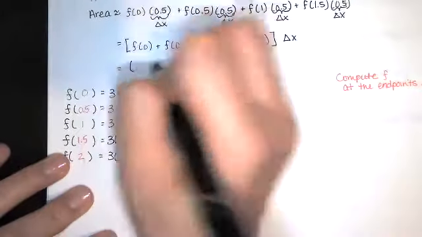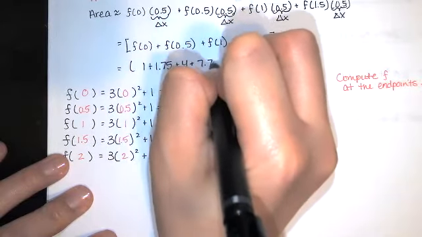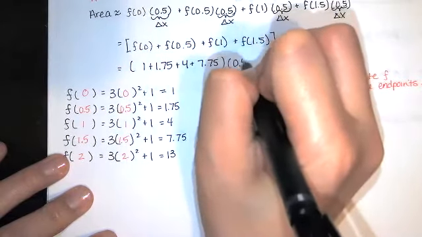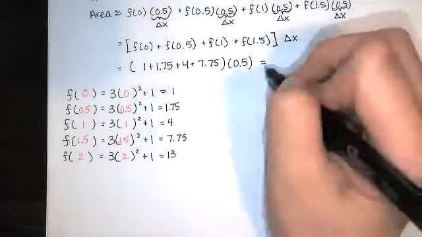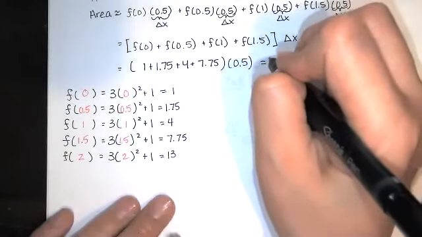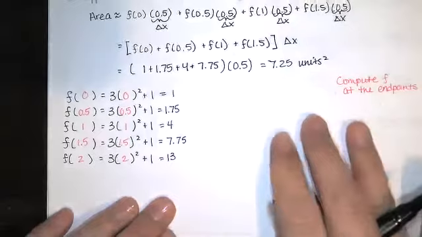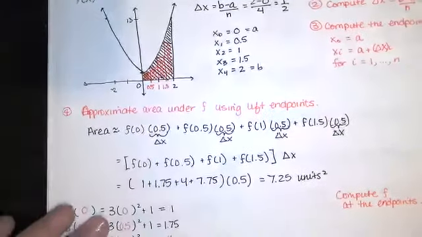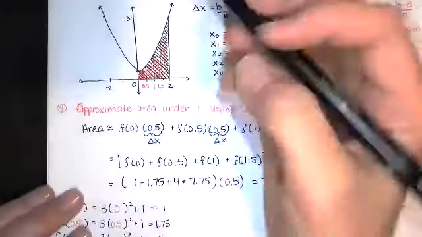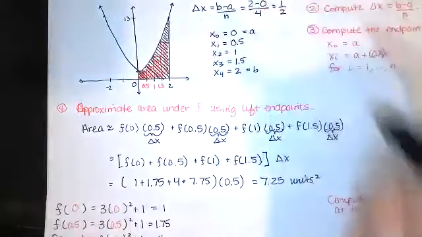So for our left endpoints, we're using these first 4. So we've got 1 plus 1.75 plus 4 plus 7.75 times delta x, which is 0.5. And that happens to equal 7.25 square units. Now that's an underestimate of that area under the curve. So we know the area is probably more than that, or we can see that it's got to be more than that, but we don't really know how much more.